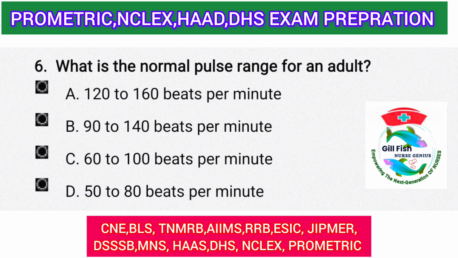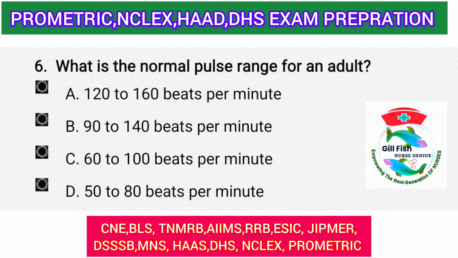Move on to the sixth question. What is the normal pulse range for an adult? Option A, 120 to 160 beats per minute. Option B, 90 to 140 beats per minute. Option C, 60 to 100 beats per minute. Option D, 50 to 80 beats per minute.